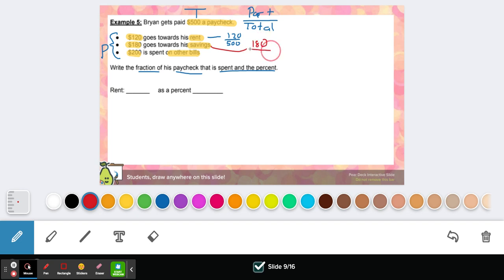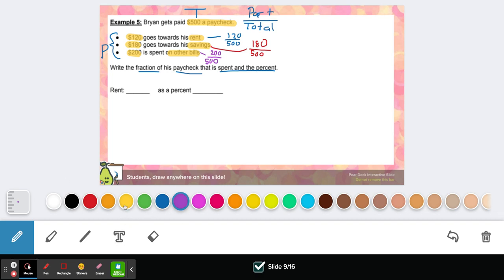But again, he's getting that from his paycheck. Now the last thing, which is, I'll use this purple, it's going to be 200 is my part because that's part of the money that he's spending, and the total, which is how much he's getting paid, is his 500. Okay, so now it isn't going to be that easy with the fractions, so we need to simplify.